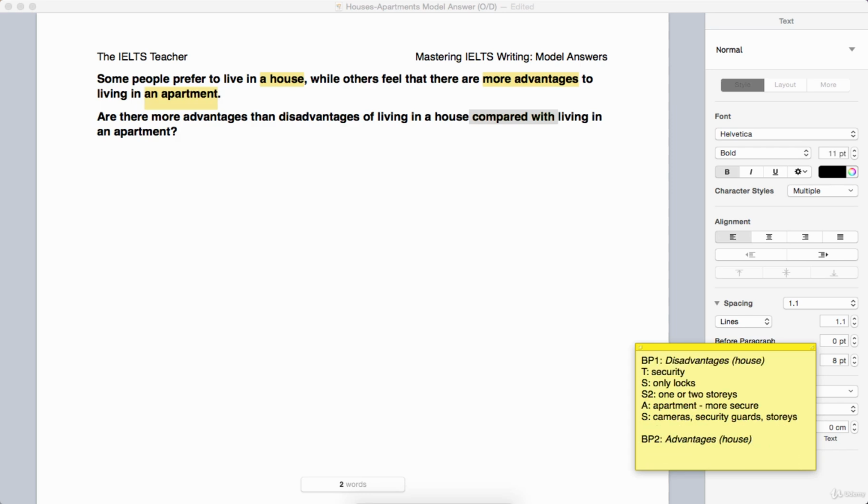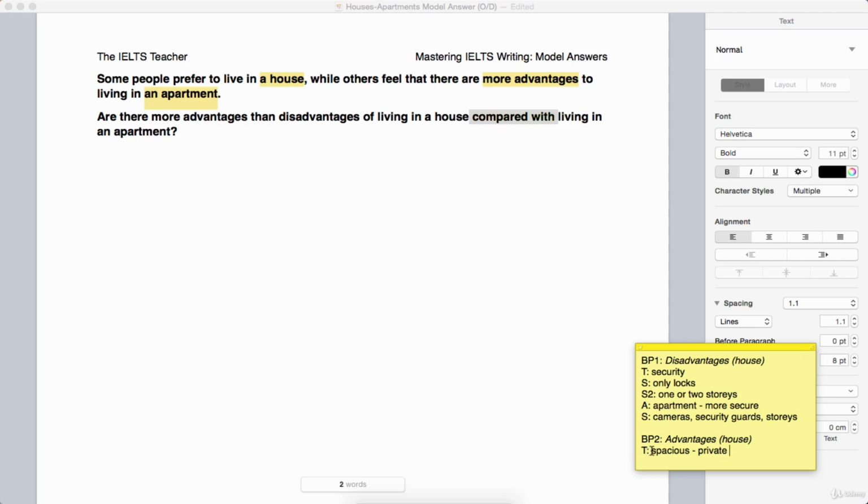We'll do the same thing with advantages. First of all, we've got to think of an advantage. What's one of the main positives? Well, I think probably the first one that comes to most people's minds is that houses tend to be more spacious. There's a lot more space involved. They tend to be a bit larger, don't they? On top of that, I'm going to put 2 here. There's also more privacy involved.